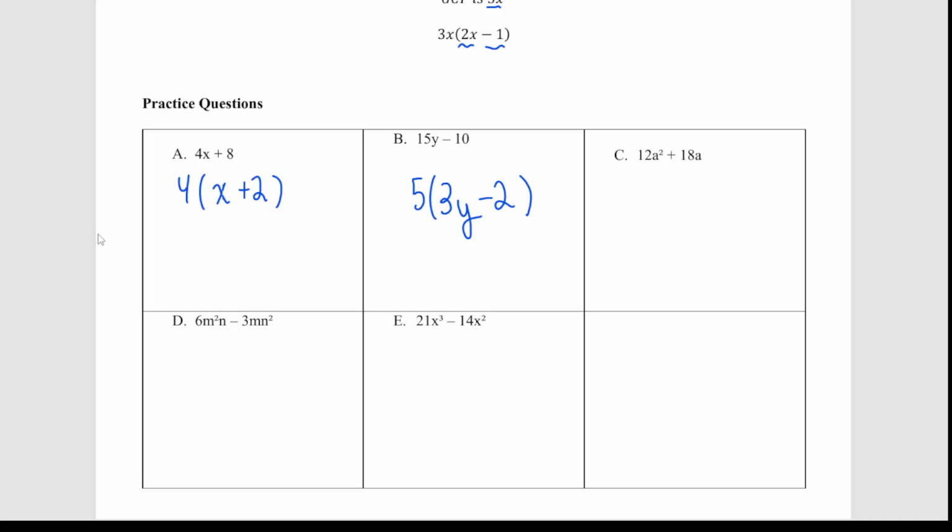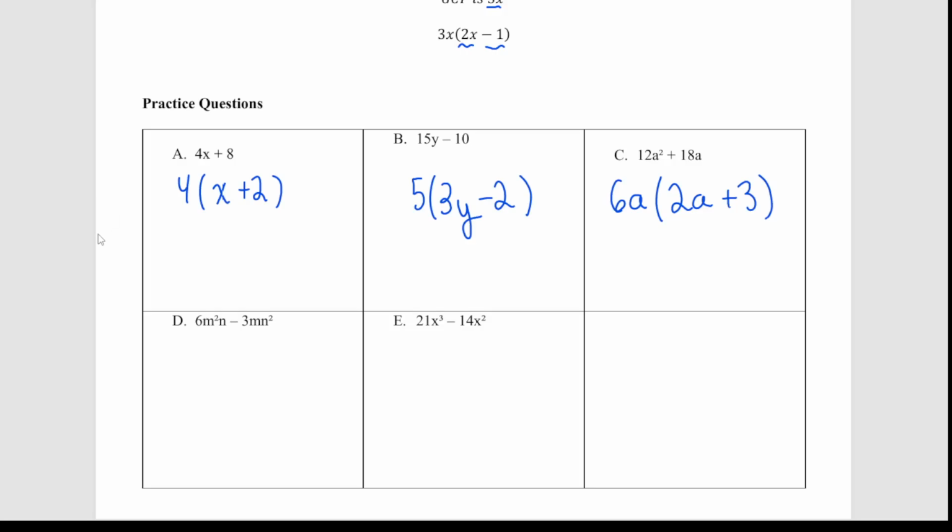For the next one, their greatest common factor will be a 6a. If I take 12a squared divided by 6a, that's going to leave us with 2a. 18a divided by 6a leaves us with 3. And again, if I were to expand it back out, back to the original.